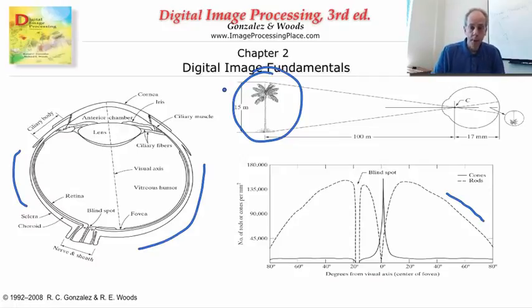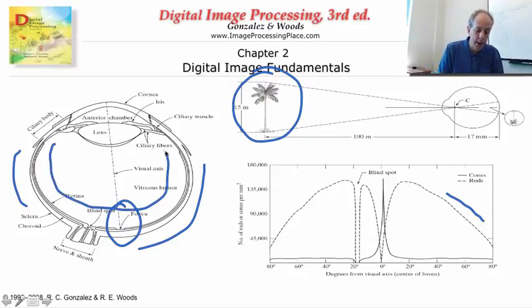Okay? So between the cones that are very good at seeing in bright light and very, very concentrated around the fovea, and the rods which are spread all around the retina and are very good at seeing in very low light, we get an extremely large spectrum of light that we can observe with our naked eye.